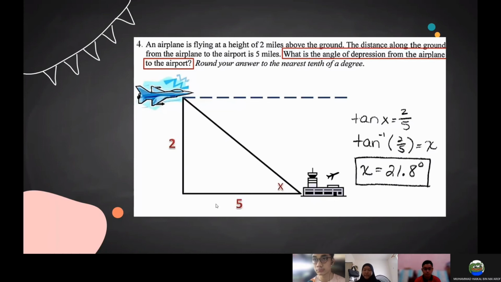To use trigonometry, we can draw a triangle and put the information in there. The airplane is flying at a height of 2 miles above the ground. The distance along the ground from the airplane to the airport is 5 miles. Now we can solve it by using tan x equals 2 over 5, so x equals tan negative 1 of 2 over 5. And we found out that the angle x is 21.8 degrees. And so the angle of depression is 21.8 degrees.